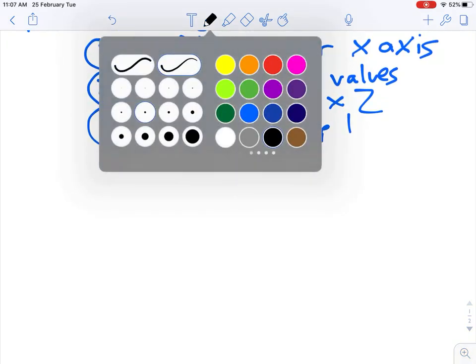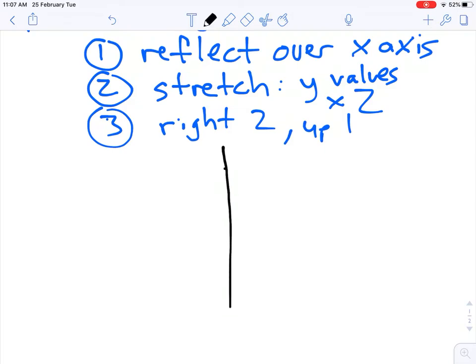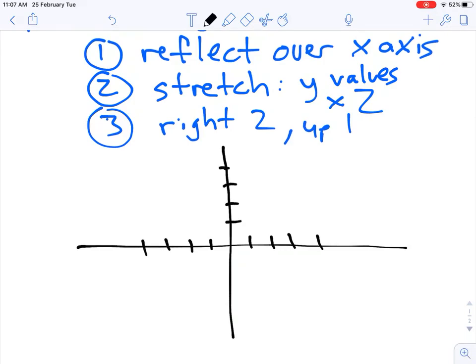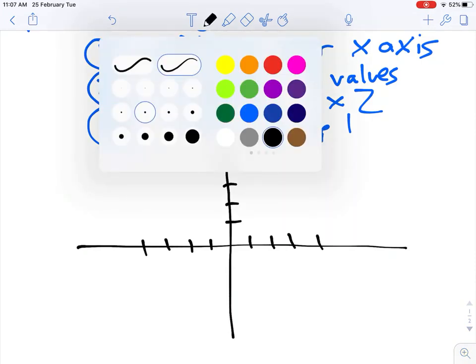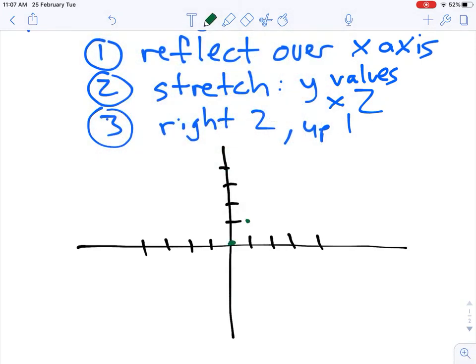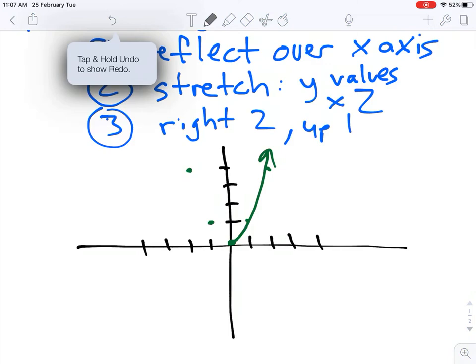So let's put that on a graph. We're going to start with the usual parabola. So points at 0, 0, 1, 1, 2, 4, and then same on the other side. Let's try that one again. Good enough. So there's our parent graph.